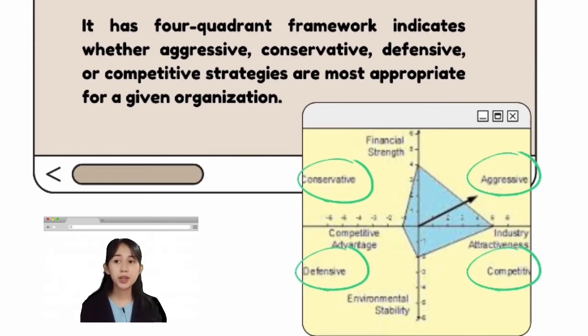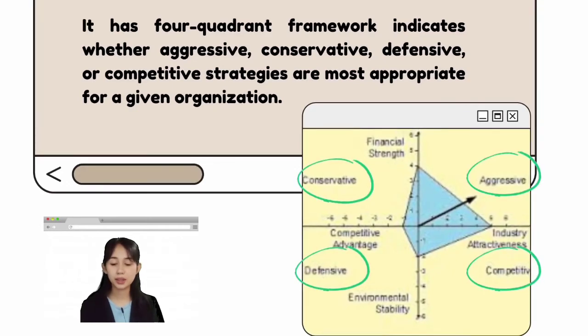The defensive strategy of the SPACE analysis is located between environmental stability and competitive advantage. These are the businesses that are being pushed out by the competition. If they don't take action, the chances are they won't make it. Lastly is the competitive strategy of the SPACE analysis. It is located between industry attractiveness and environmental stability. These are companies that are competitive but not stable.